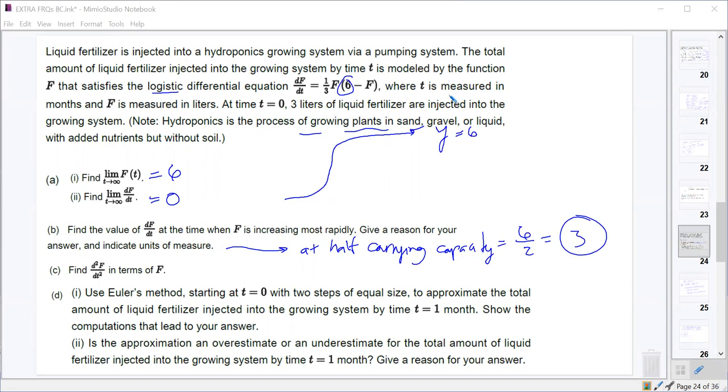I don't know. I haven't done it yet. I don't know. We'll have to see. I haven't actually plugged it in to see if the function is concave down or concave up.